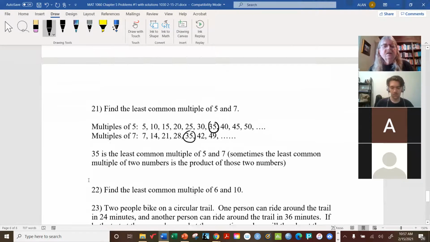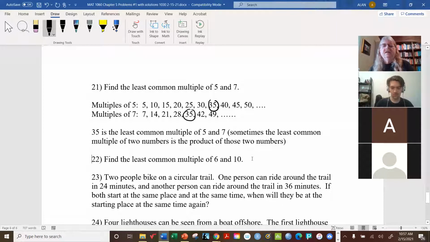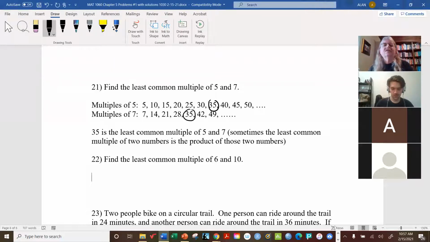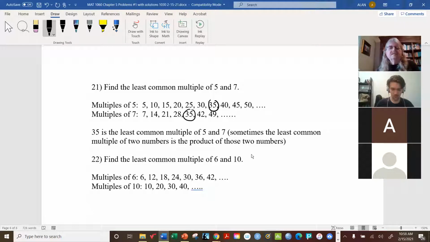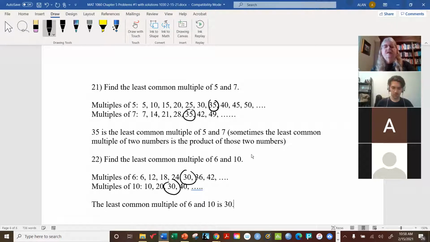All right, I think, is there one more? Yes, 6 and 10. Now this one's easy. Anytime we get tens involved, it makes things so much easier. I think it's pretty clear where this one is going. All right, here we go. It's easy. 30. Okay, so the least common multiple of 6 and 10 is 30. And you notice it's neither the product of the two, nor is it one of the two individual ones. It can be anything. All right.